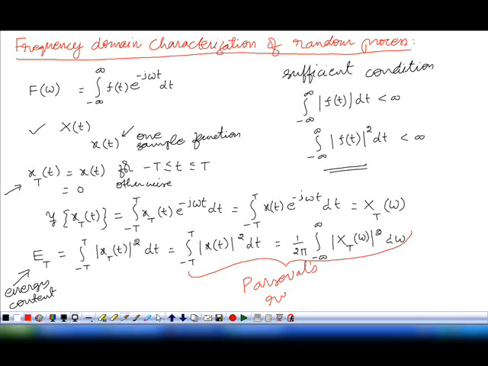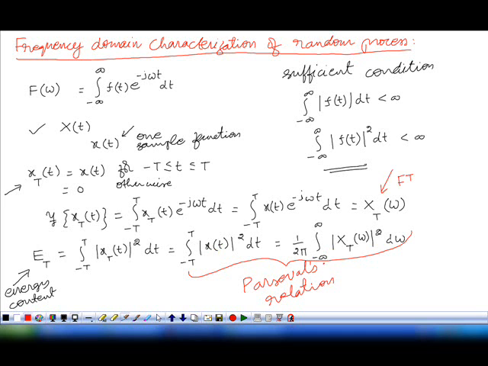It's Parseval's relation. That is, if you transform the function from time domain to frequency domain, its energy content will not change. The energy content of the function x_T(t) over the interval minus T to T is equivalent to this in the frequency domain. We already know the Fourier transform of x_T(t).